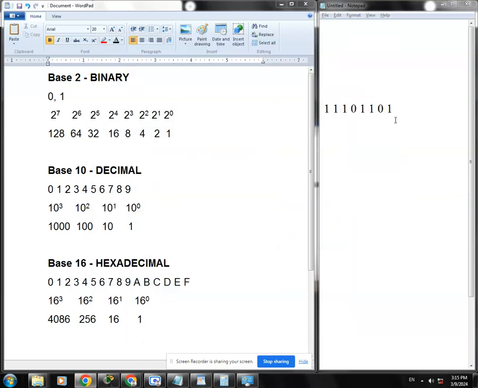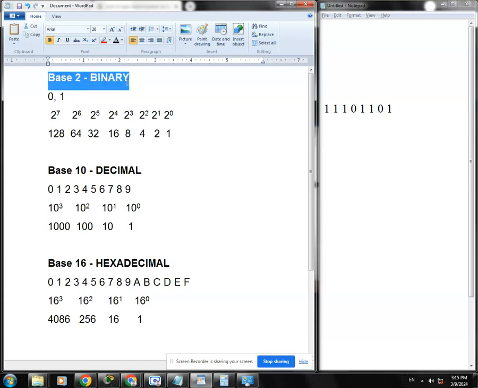And for today's video I'll show you how we can convert binary to decimal and then decimal to hexadecimal. And then we'll do vice versa. We'll convert the hexadecimal to decimal and then decimal back to binary. Okay? So this is the base 2.